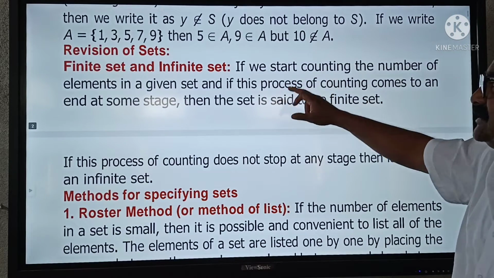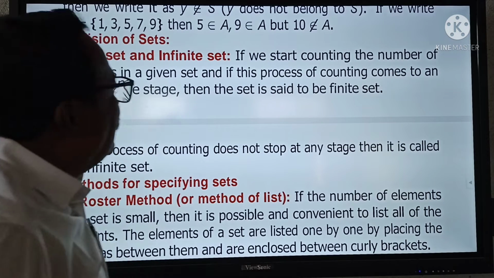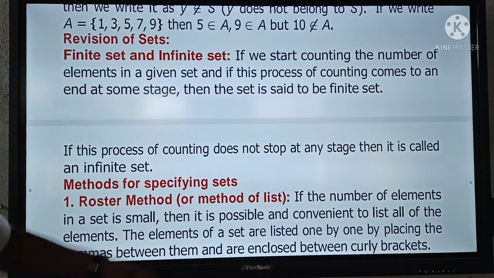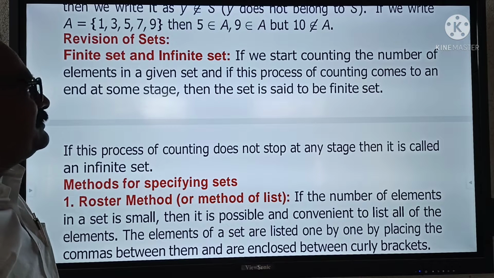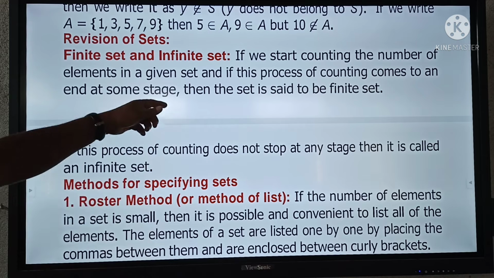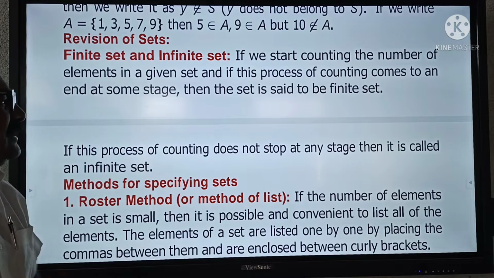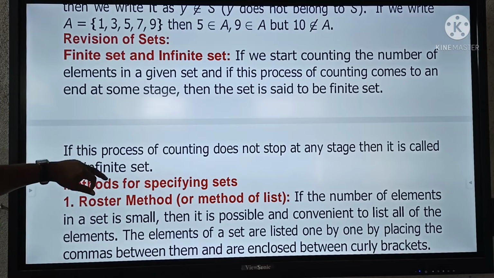Revision of sets: finite set and infinite set. If we start counting the number of elements in a given set, and if this process of counting comes to an end at some stage, then the set is said to be a finite set. And if counting does not end, then we say it is an infinite set. If the process of counting does not stop at any stage, then it is called an infinite set.